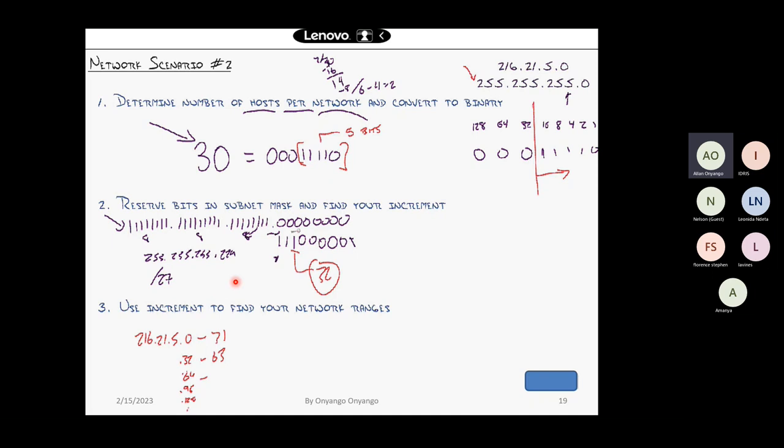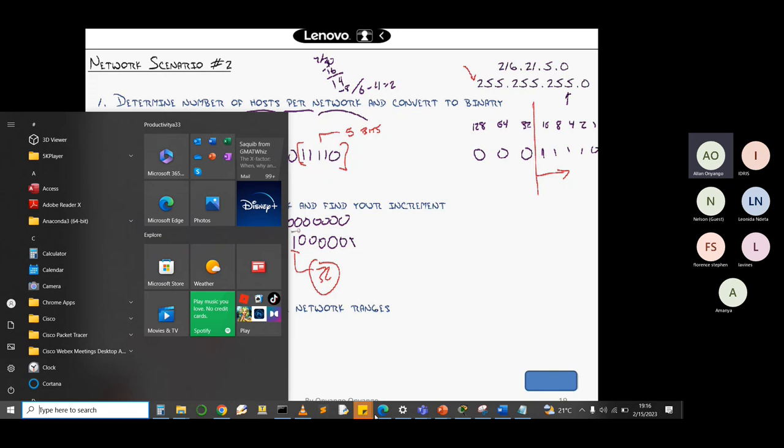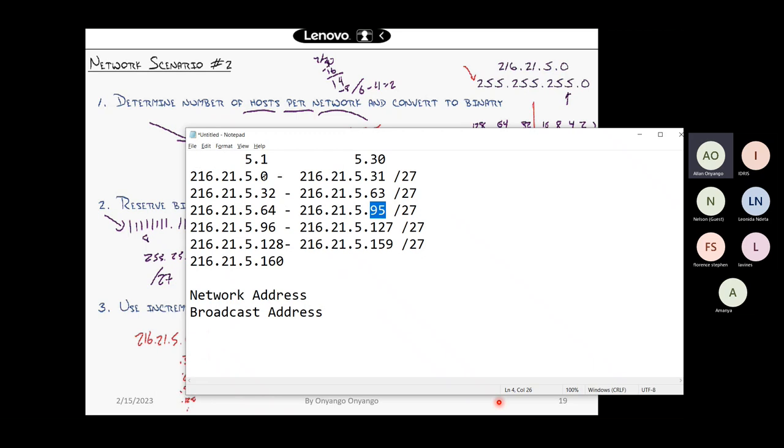For the incrementing, take your address, which is 216.21.5.0. We are going to write it down here. It will be the same thing. 5.0, we're going to increment using 32, which is on the fourth octet. So 0 plus 32, 32. 32 plus 32, 64. 64 plus 32, 96. Plus 32, 128. Plus 32, 160.